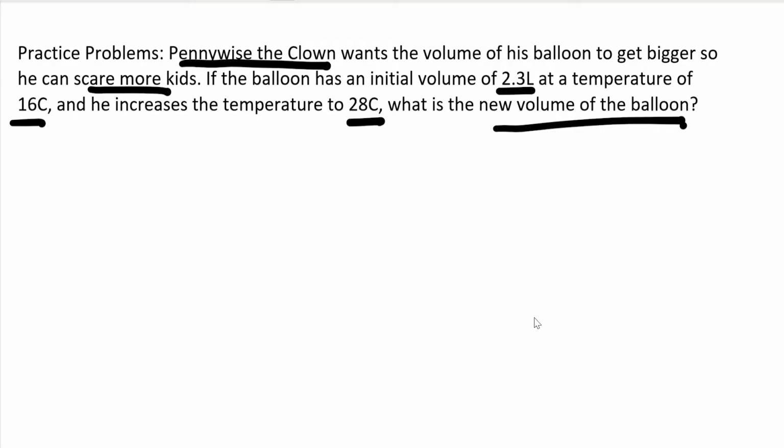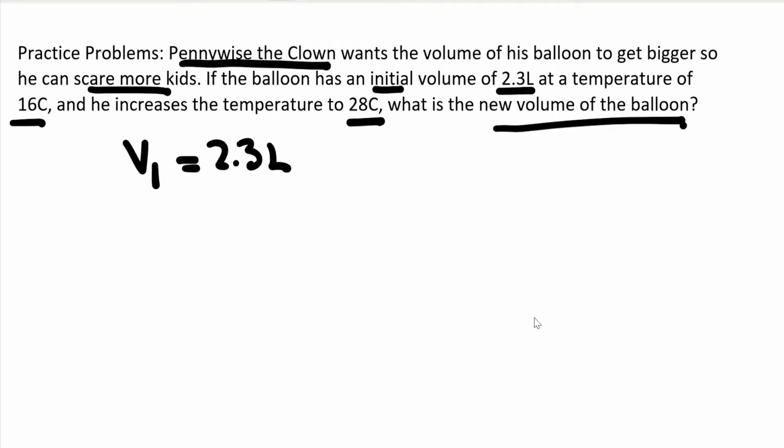And what we can do here, and what I like to do for all of these problems, is kind of sort out what we have given to us, right? We have the initial volume of the balloon. Whenever you hear the term initial, you know it's going to correspond to whatever the initial volume is, like the V1 or whatever one subscript there is. So it's going to be 2.3 liters.